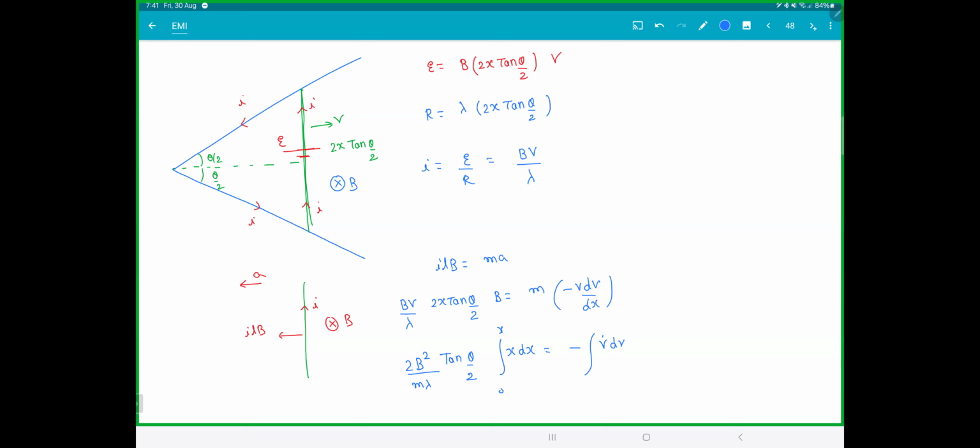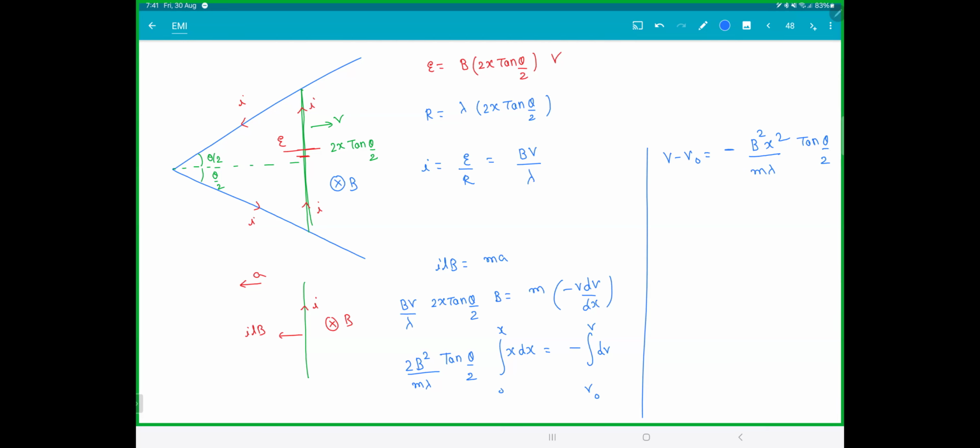Integral 0 to x, v0 to some v dash. So everything will be minus dv, right? The minus cancels. Yeah, you're right. So yep, we're done. v minus v naught is equal to minus 2B square by m lambda tan theta by 2, and the 2 also will cancel off, so B square x square by m lambda tan theta by 2. If they ask you when will it stop, you put v is equal to 0. From there, you'll get x also, the maximum distance traveled.